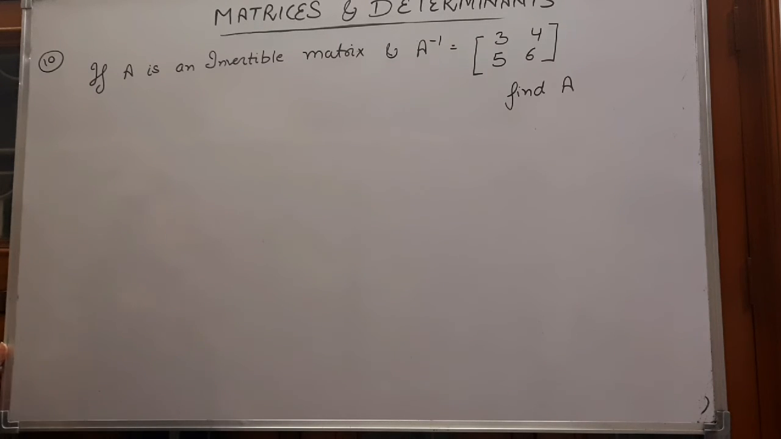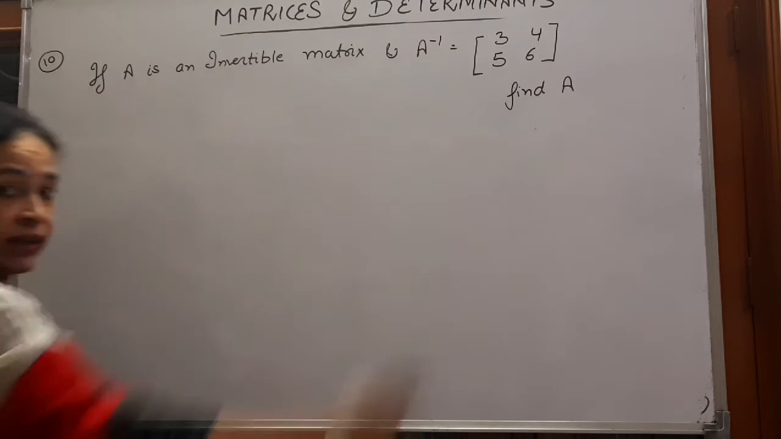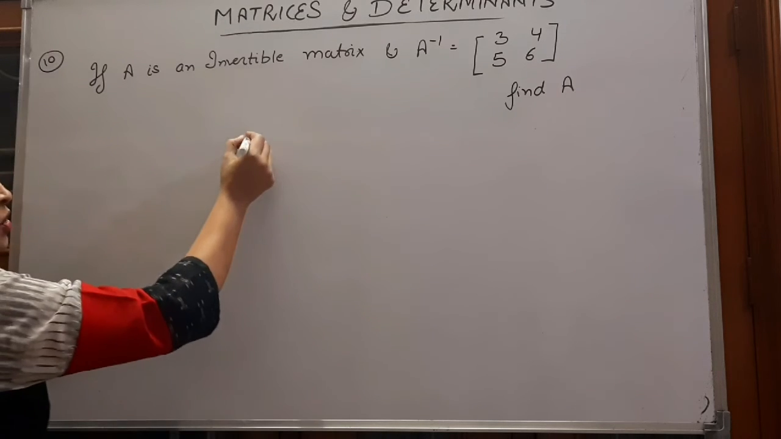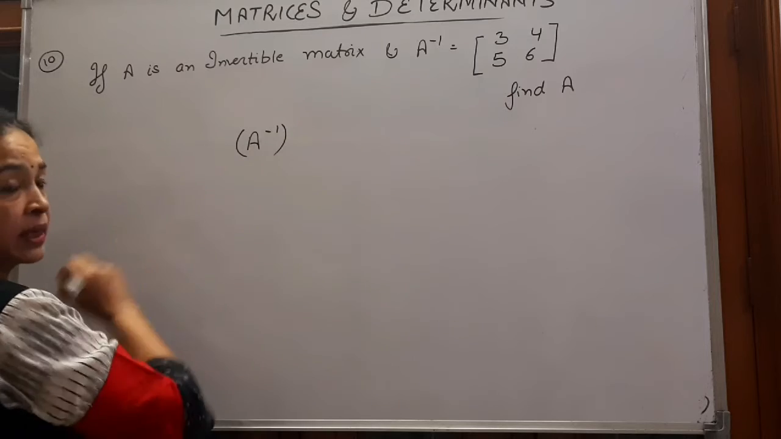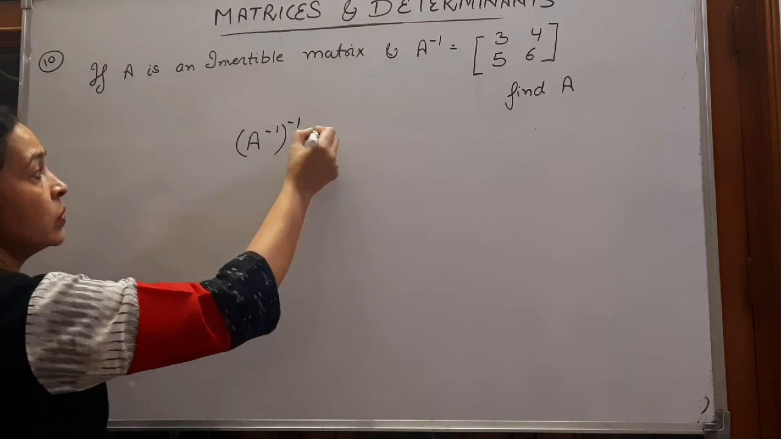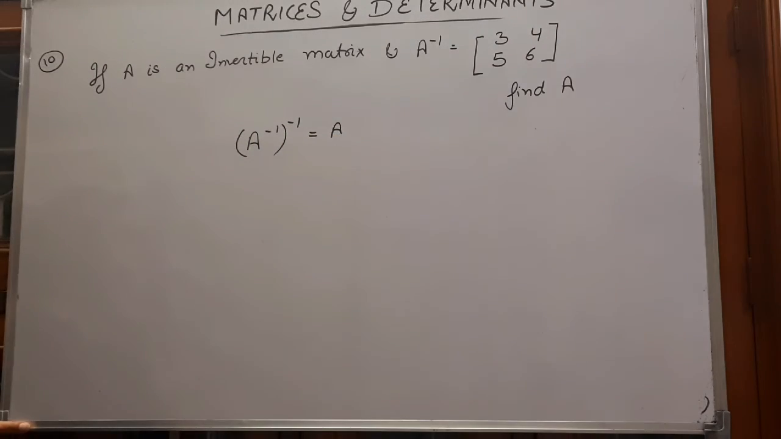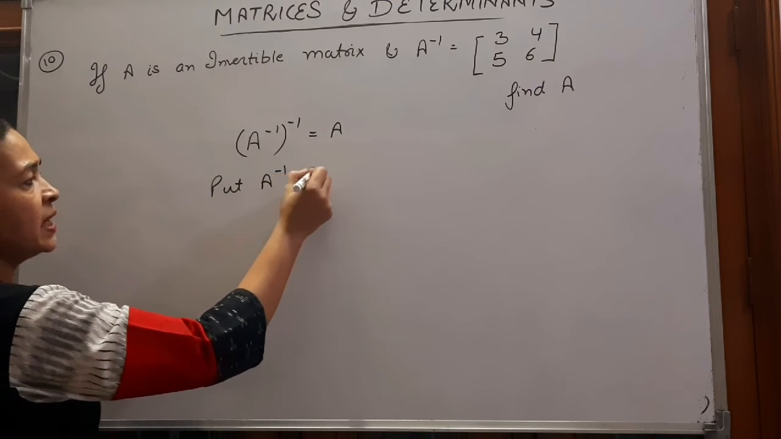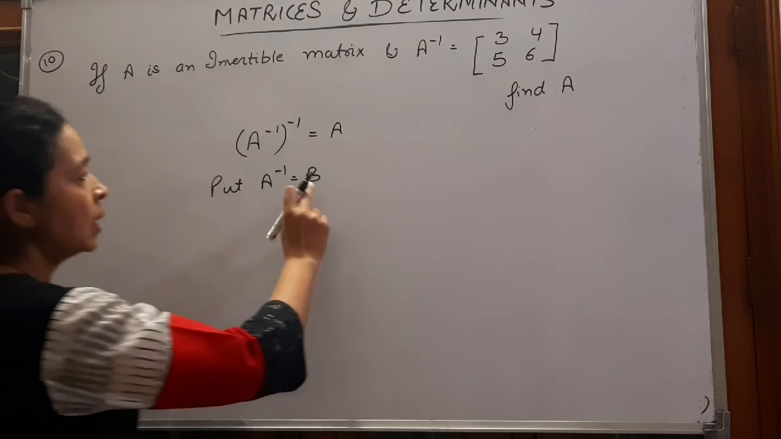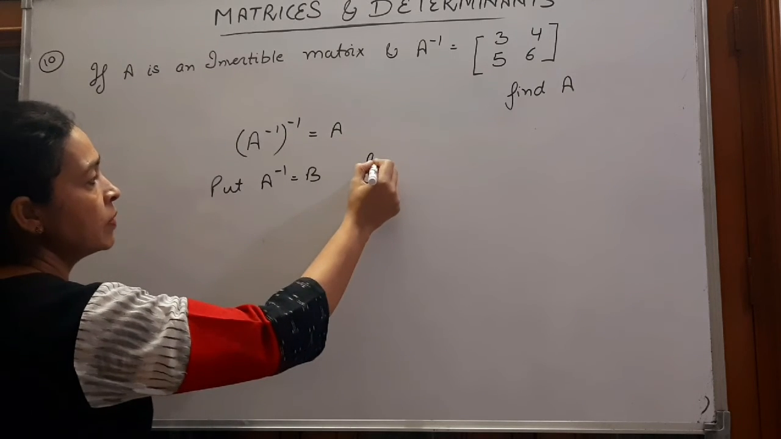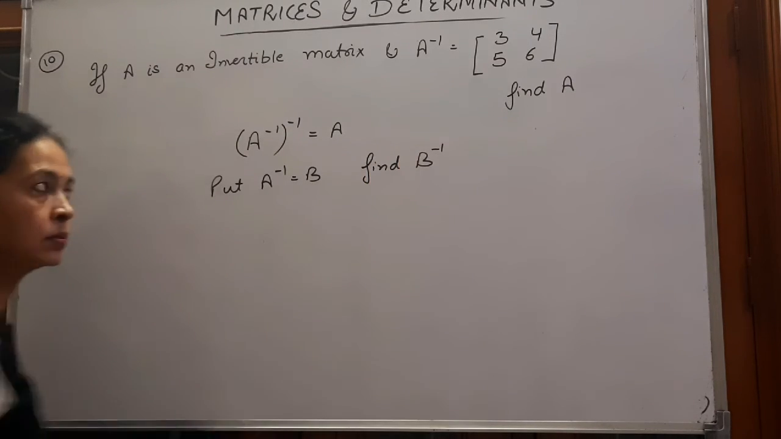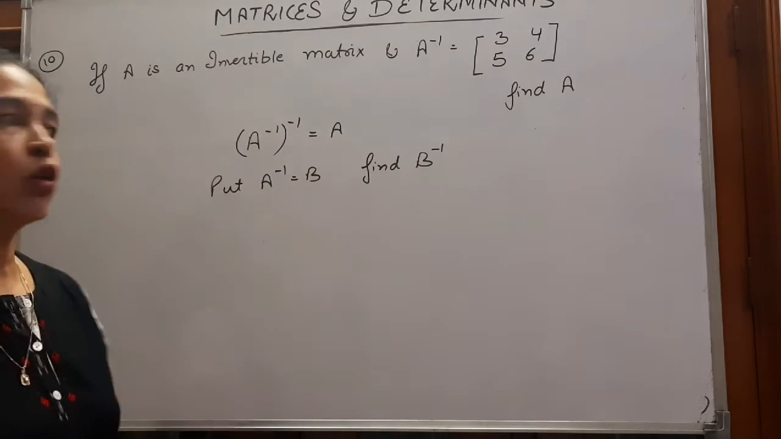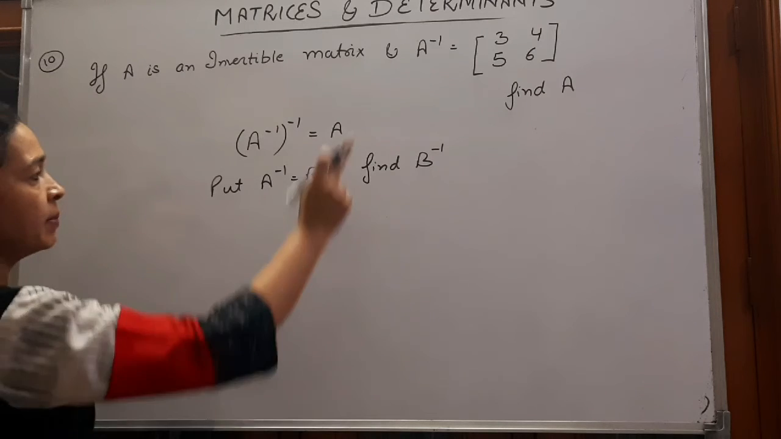If A is an invertible matrix, A inverse is given. Order is 2 by 2. We have to find A. Bachche, we know if we have A inverse and we find the inverse of A inverse, we will get A. Now, what we will do? Put A inverse as B to avoid confusion. And what we have to now find? We will find B inverse. A inverse is B. So, we will find B inverse and we will get the values of matrix A. We will find matrix A.